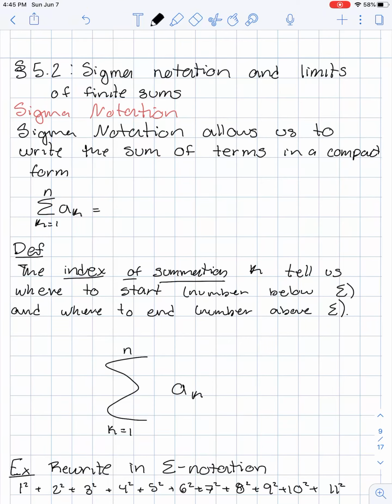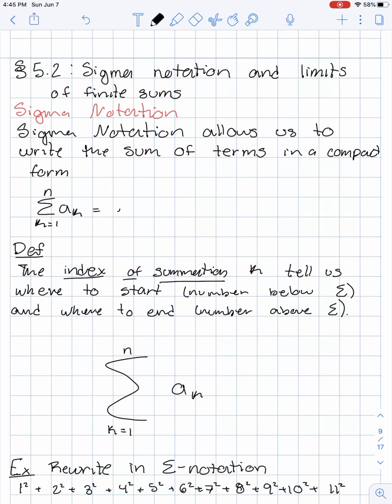Alrighty, mathematicians, we are now on to section 5.2, sigma notation and limits of finite sums. Before we talk about finite sums, we need to talk about how we can write finite sums. Sigma notation allows us to write sums of terms in a compact form. We have this sigma, with k equals 1 on the bottom and n on the top, and a of k right in front of it.